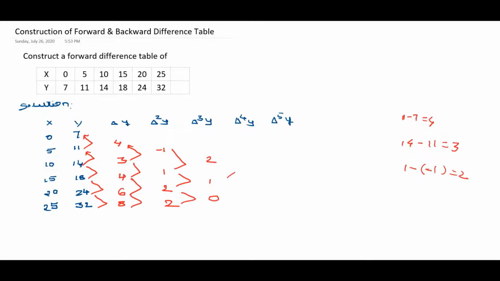Next, fourth difference, 1 minus 2 is equal to minus 1. 0 minus 1 is equal to minus 1. And at last, minus 1 minus minus 1, that is plus 1, so total you will get 0. At last, what you will get? Minus 1 is second term, minus this first term, so total you will get 0.